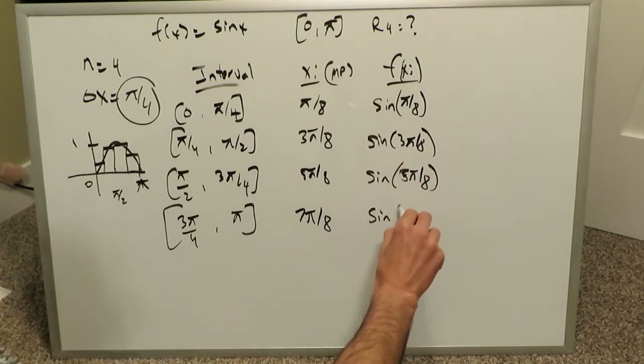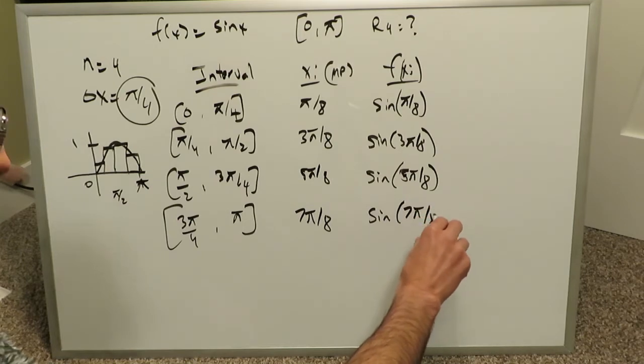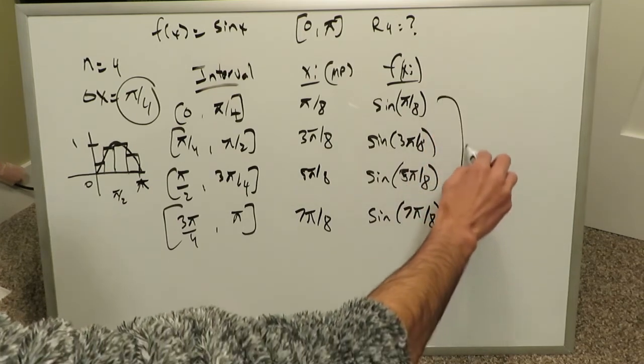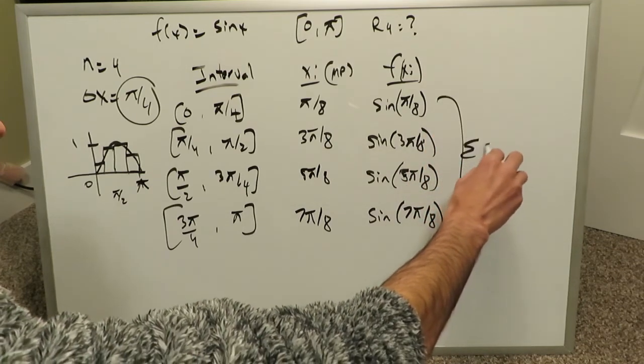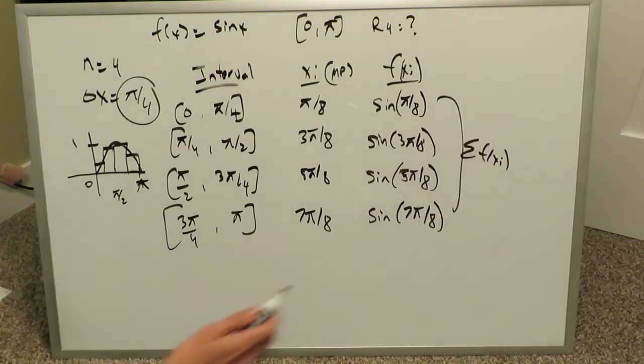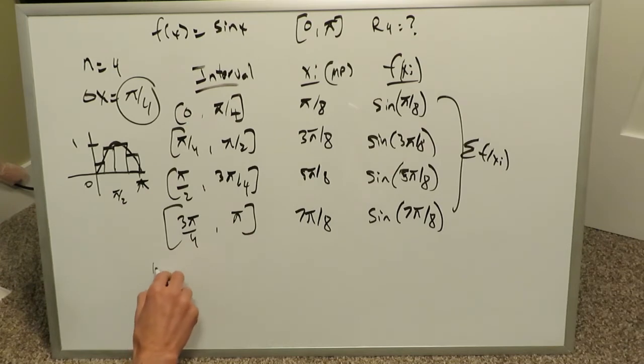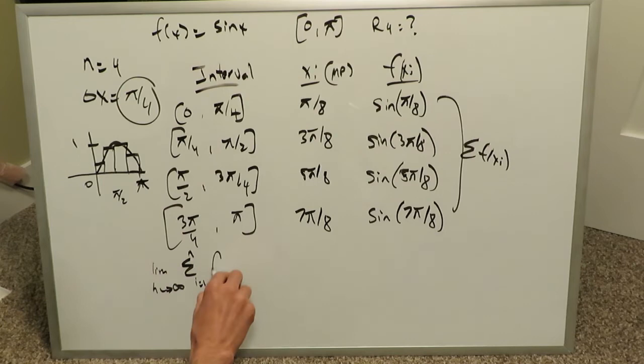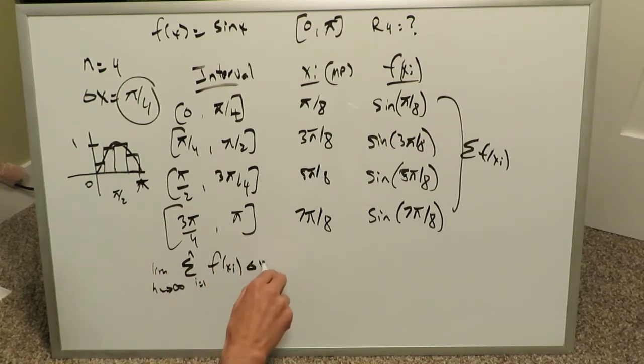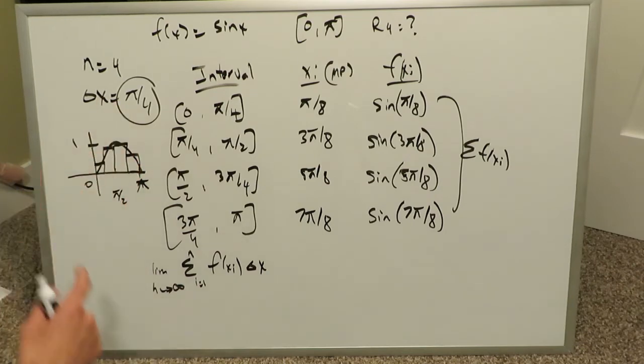This right here would be sine 7 pi over 8. And all of these together would represent the cumulative sum of the lengths. You know the formula. We've written it now many times. Limit as n approaches infinity, from the first to the last, from i equals 1 to n, of f of xi, the cumulative sum of the lengths multiplied by pi over 4, which is your interval.